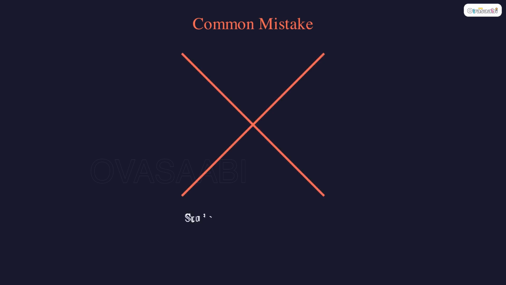Common mistake: students forget to find the intermediate image first. Always complete transformation 1 fully before starting transformation 2. Don't skip steps.